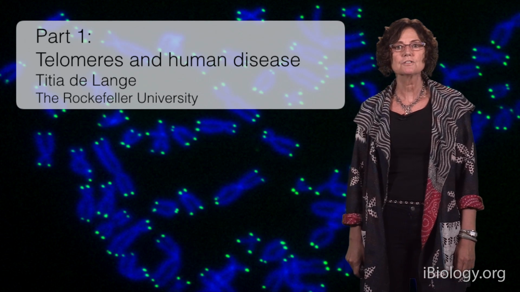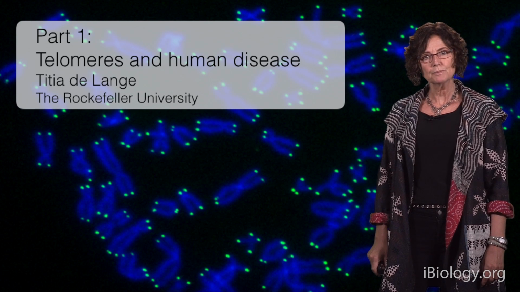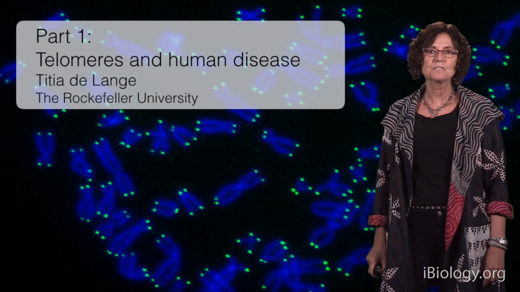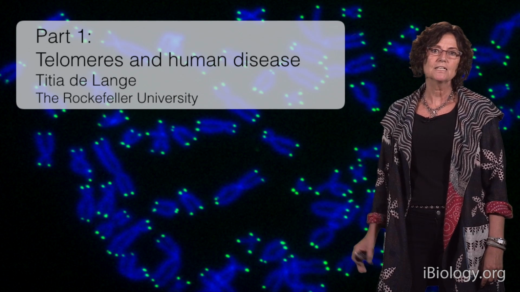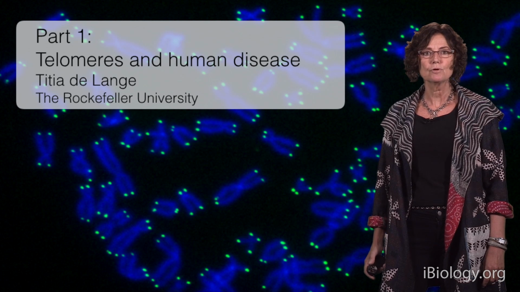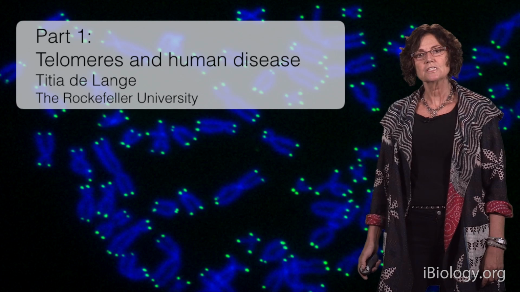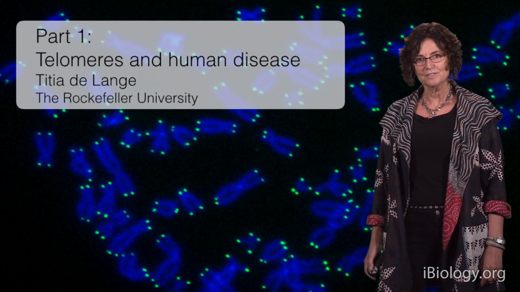So telomeres are the ends of chromosomes. They're elements that protect chromosome ends, and they're defined by a specific sequence that is highlighted here in this metaphase spread of human chromosomes by a probe that can detect that sequence. So let's first examine the sequence of telomeres in detail.